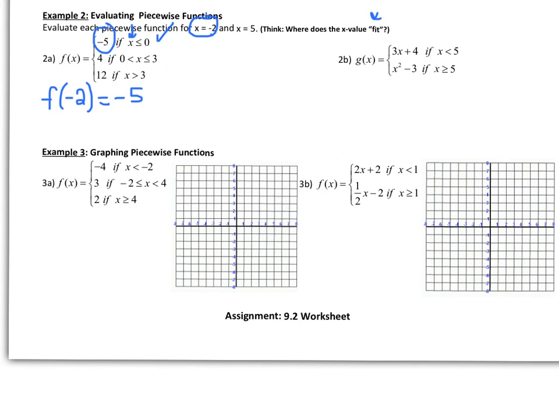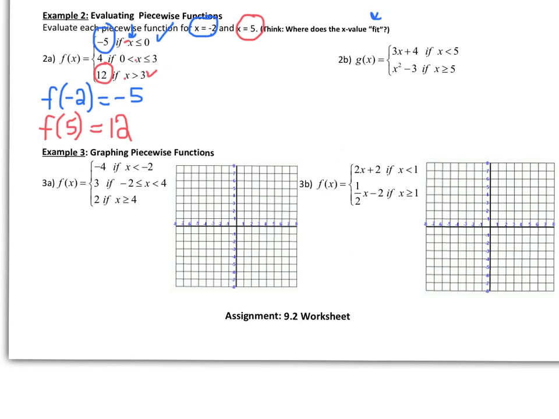Now let's try plugging in the 5. So we'll write f of 5. That means we're plugging in 5 for x, and we just have to see, where does the 5 fit? Is 5 less than or equal to 0? No. Is 5 in between 0 and 3? No. Is 5 greater than 3? Yeah. So our answer here is 12.